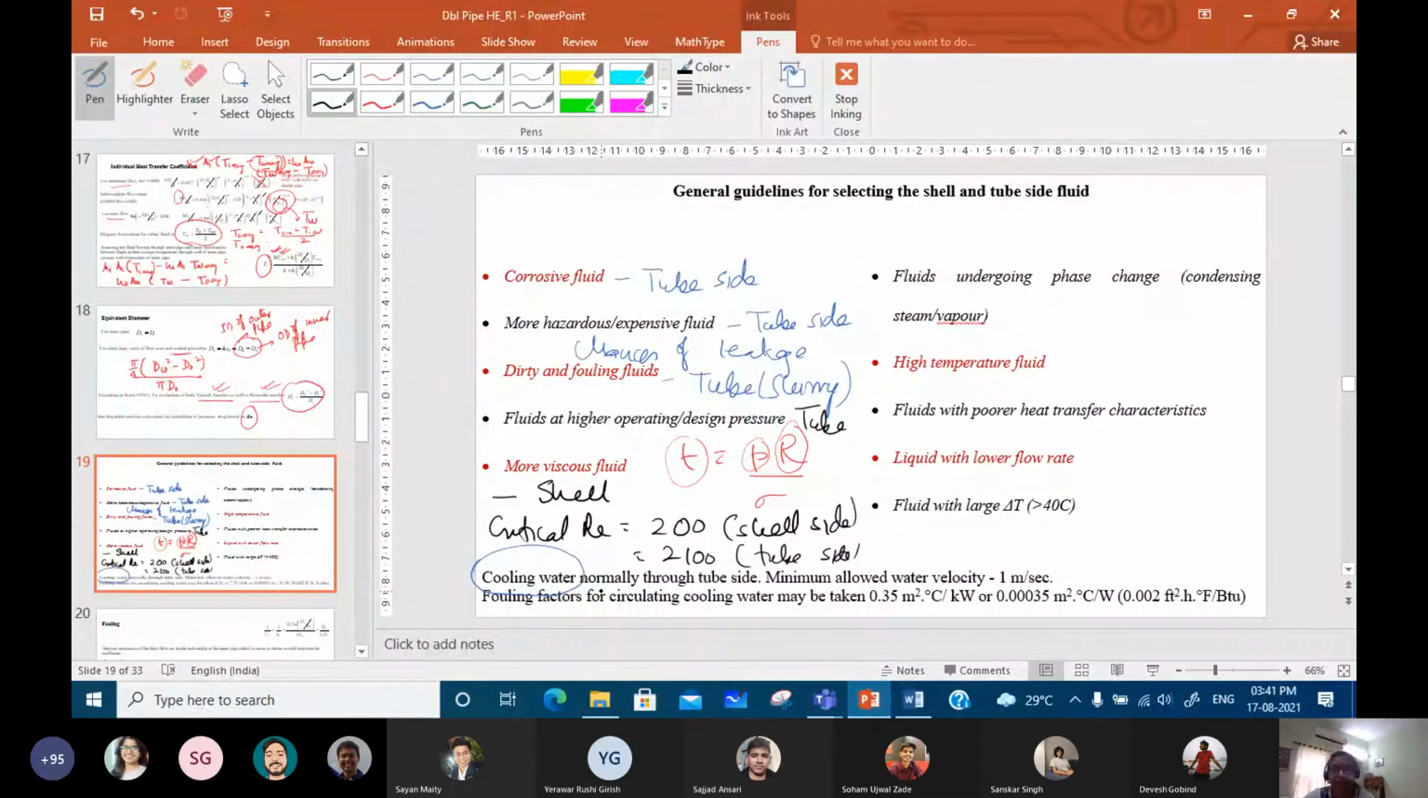Well, what about suppose a fluid is changing phase. It can be a condensing or a vaporizing fluid. In which side do you think we should put it?